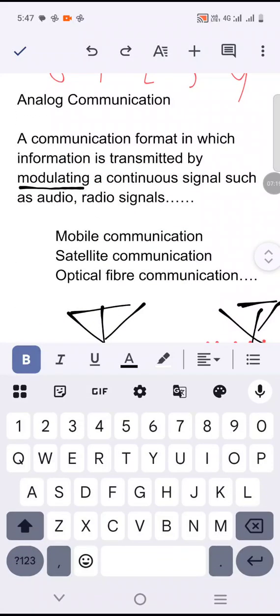Analog communication can be used in mobile communications, satellite communication and optical fiber communications. In the next class we will discuss the elements of communication system.